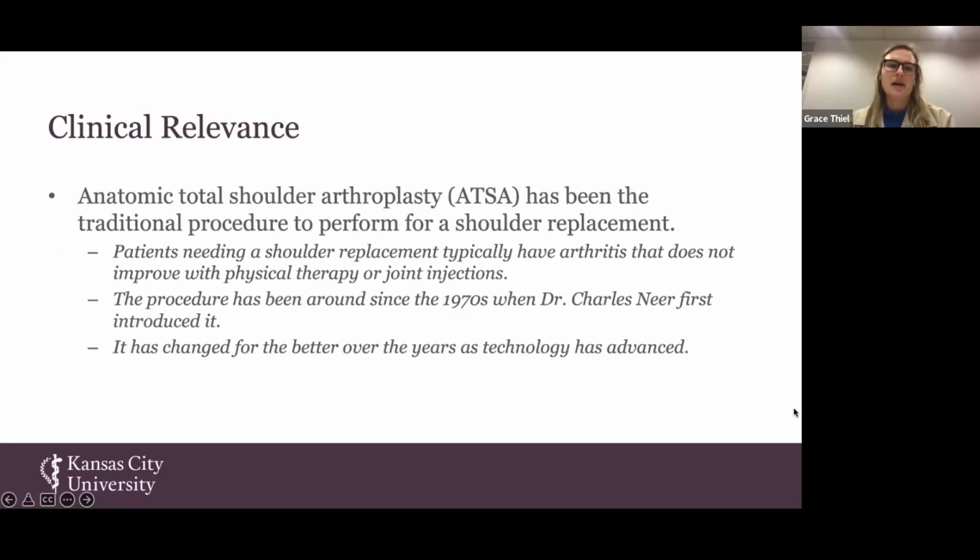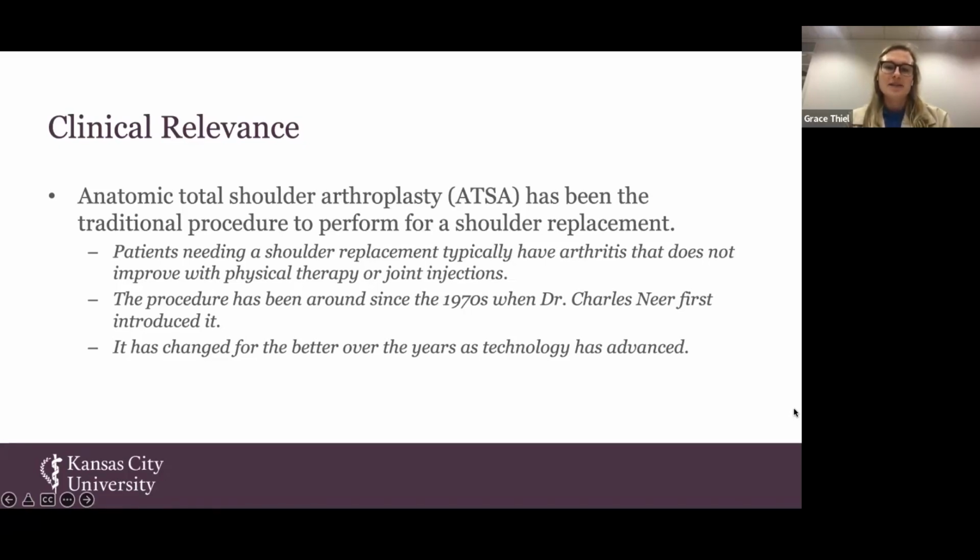So to start off, an anatomic total shoulder arthroscopy, which arthroscopy is another word for joint replacement surgery, has been a traditional procedure to perform for a shoulder replacement. Patients who typically need this procedure have some sort of arthritis, typically osteoarthritis, and this has failed physical therapy or joint injections in order to qualify for this procedure.